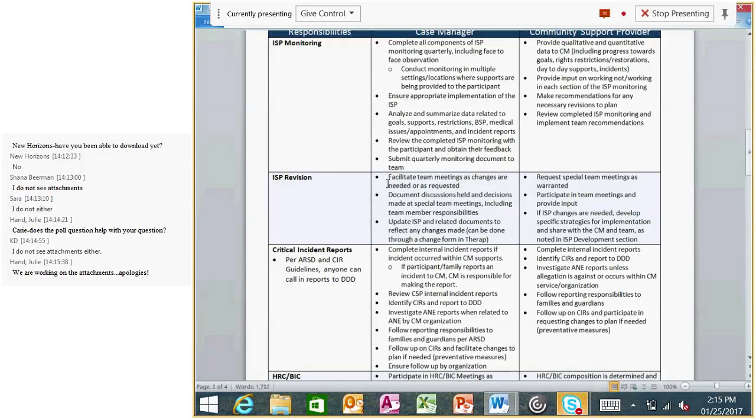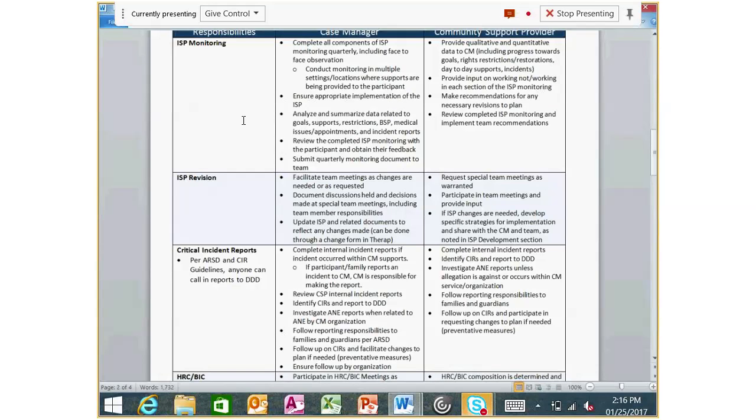The case manager should ensure the appropriate implementation of the ISP, analyze and summarize any of the data related to a person's goals, any of the day-to-day supports, restrictions and restoration plans, any behavior support plan, medical issues or appointments, and any trends in incident reports. They should also review the completed ISP monitoring with the participant and/or their guardian and obtain their feedback. And then this needs to be submitted every quarter to the entire ISP team.